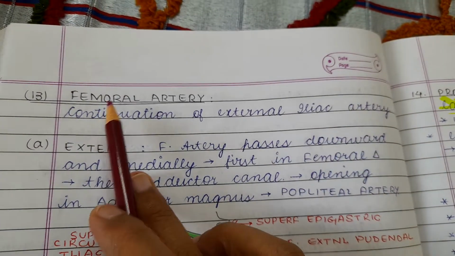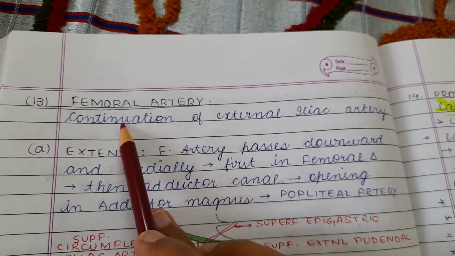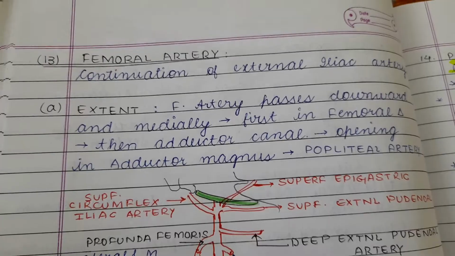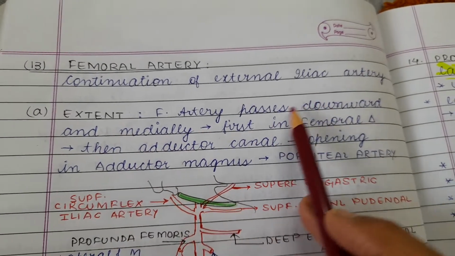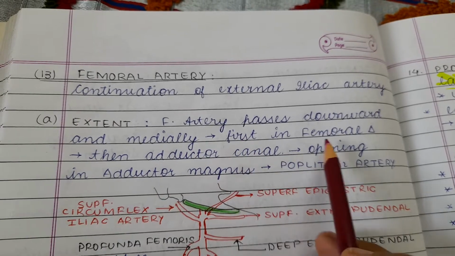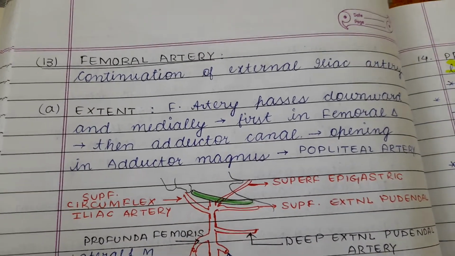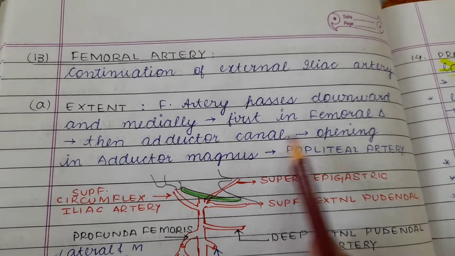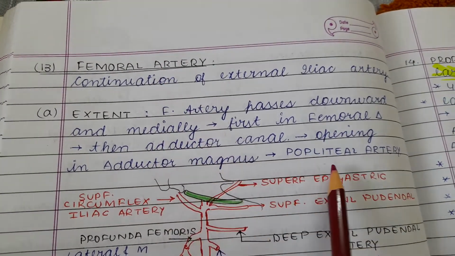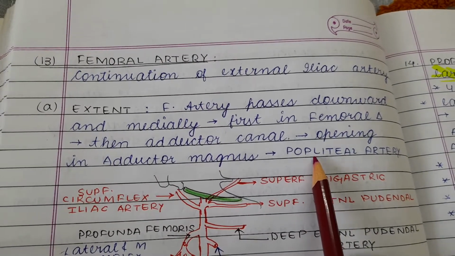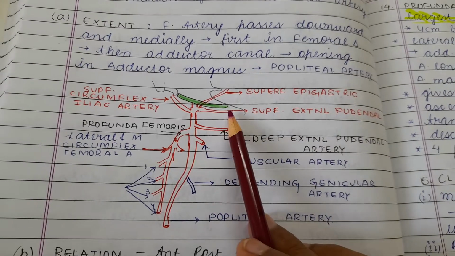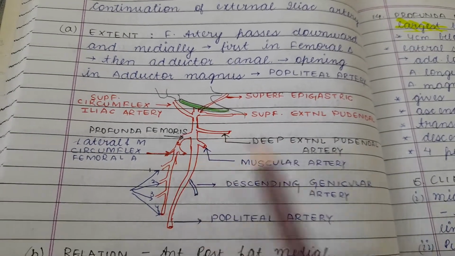Let us also study about the femoral artery. We know that it is a continuation of external iliac artery. Its extent, it passes downward and medially. First it enters in the femoral triangle, then adductor canal, which opens in the adductor magnus, and then this femoral artery becomes the popliteal artery. Femoral artery has 3 superficial branches and 3 deep branches.